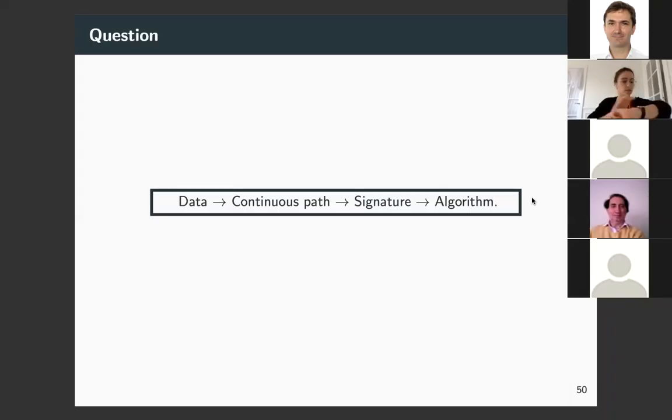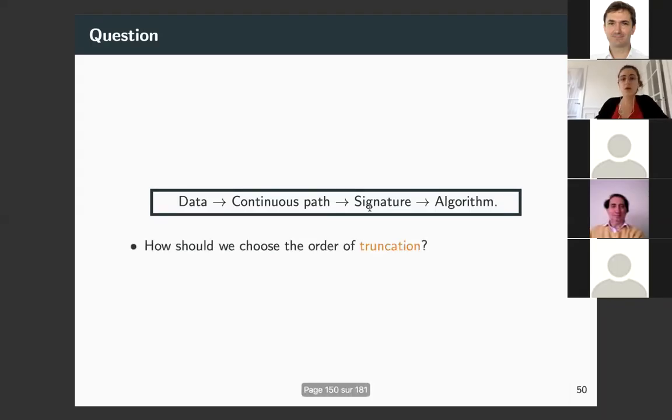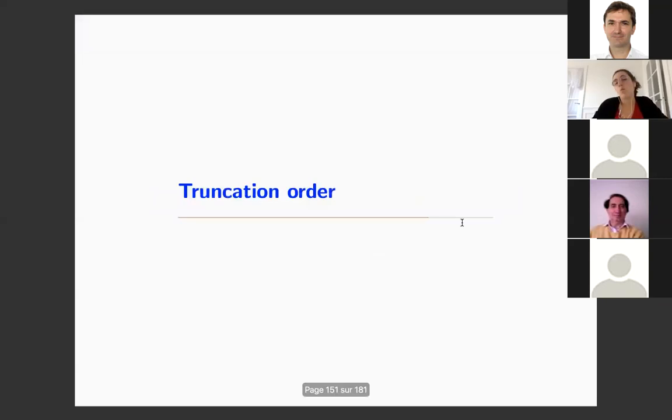In the time that I still have, I will talk a little bit about how we could choose the M, because until now I have always assumed that M is chosen and fixed. I will show one study we have done on how to choose M. This is what I call the truncation order selection.